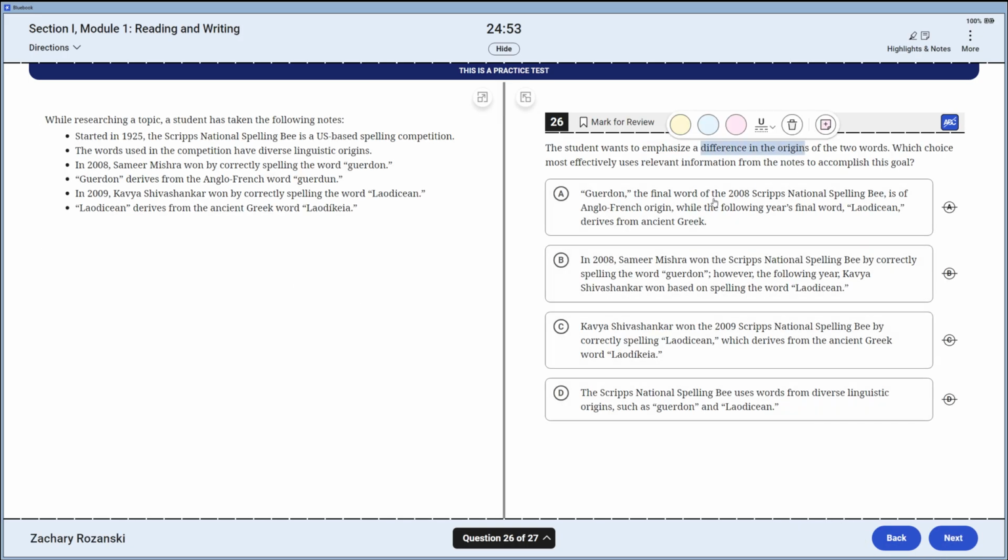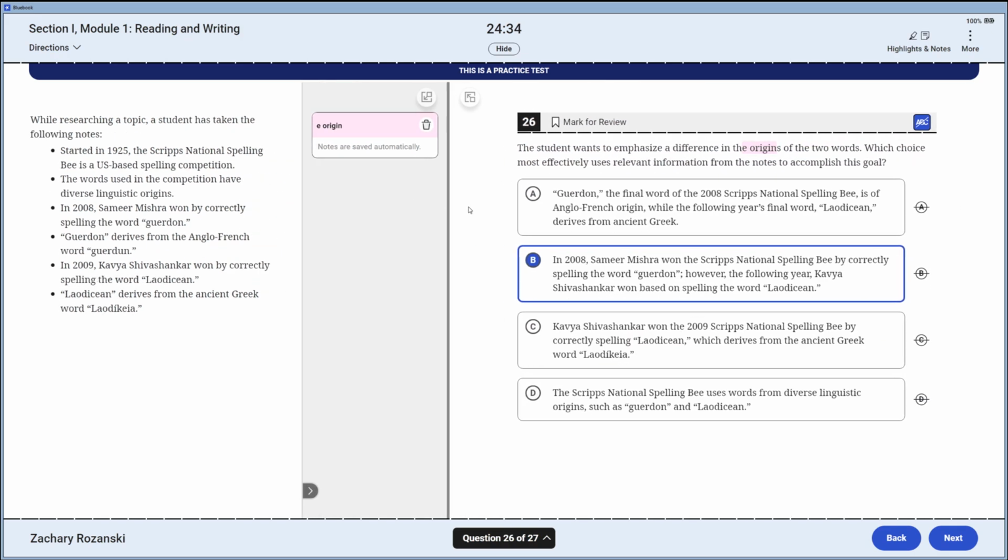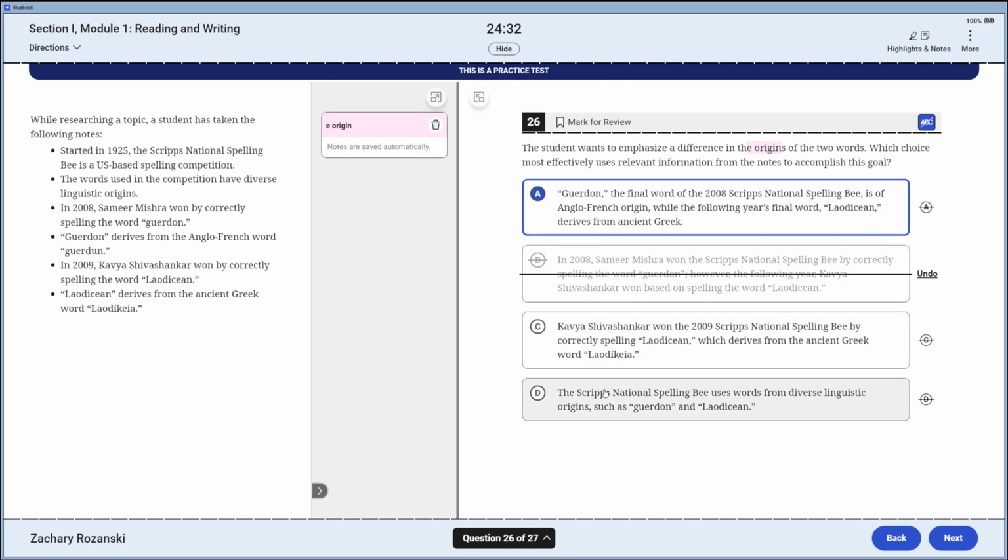Gorgeous. We want a difference in the origin of the two words. One word in a spelling bee. There's an origin. We've got a word and we've got an origin. We've got a word. However, the following year, a different word won. Was it in the origin of the two words? Yeah, an origin of the two words. Not a difference in the way in which they manifested on the spelling bee. Spelling bee by spelling this word. This isn't giving me a difference about the origin.